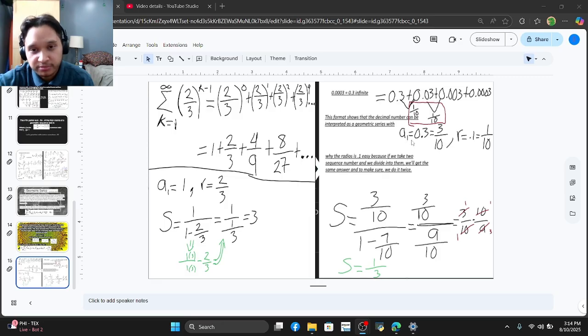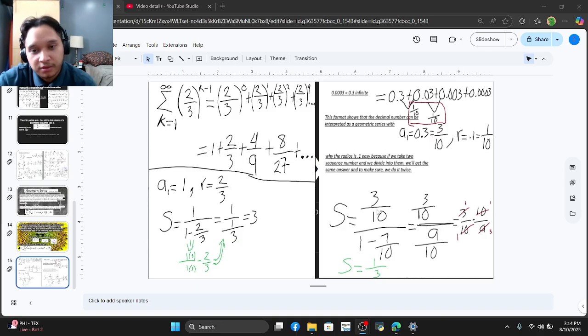So we take the first term, 0.3. We can write it as 3 divided by 10. We take the ratio, which we know is 1 divided by 10, or 0.1. Why is the ratio 1 over 10? It's easy, because if we take two consecutive numbers in the sequence and divide them, we get the same answer. As we explained before, that's how you get the ratio.